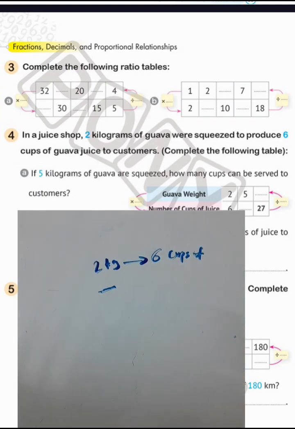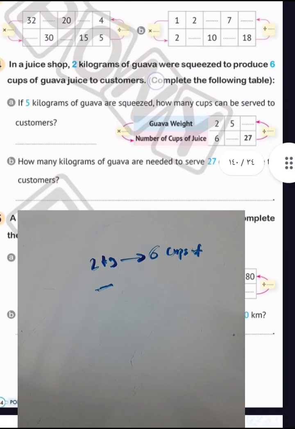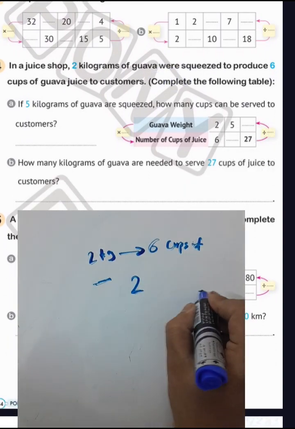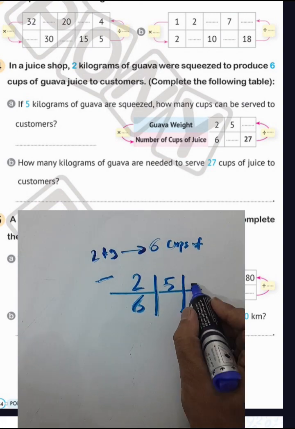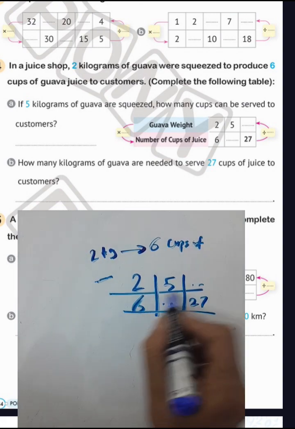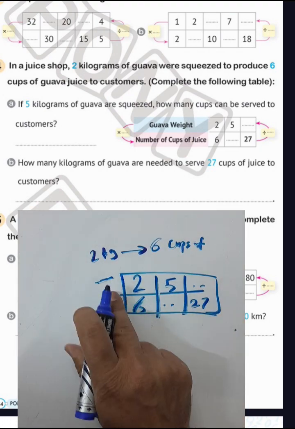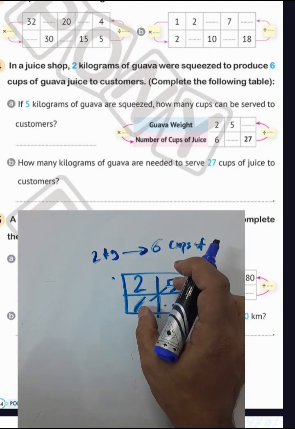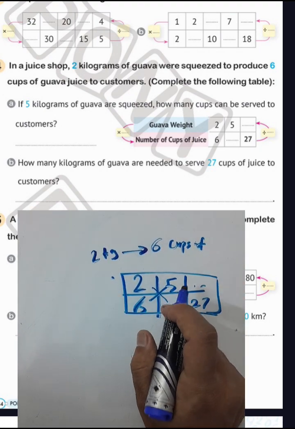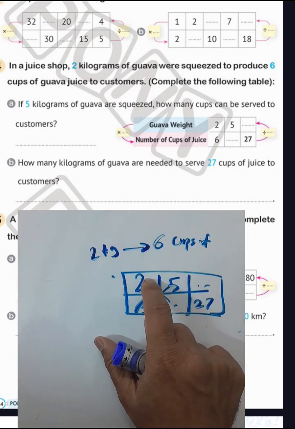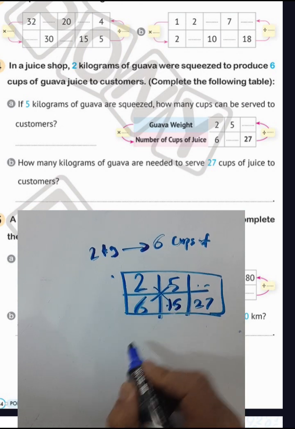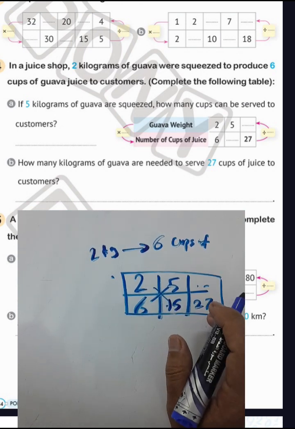Then we can complete these tables. It's very easy, okay? We have here 2 and 6, and complete here 5, and complete here 27. We can find this number by using the product of extremes equals the product of means. We can find this number by 5 times 6 equals 30. 30 divided by 2 equals 15. Okay, and then we can write here 27.